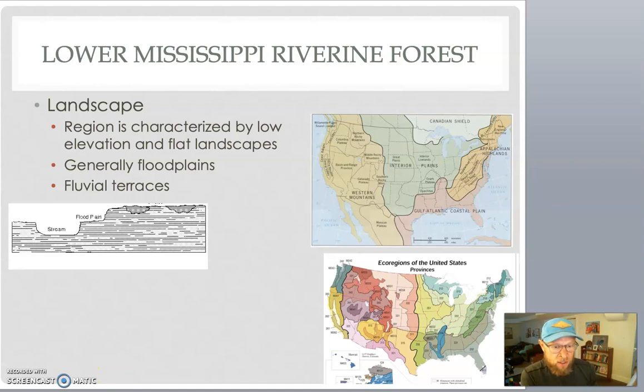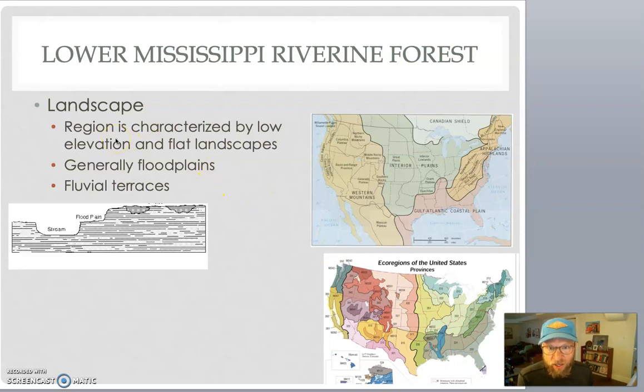On this map in the bottom right corner of the slide, you can see this bluish area here. That's the ecoregion we're talking about. It's really just the drainage of the Mississippi River, capturing so many other tributaries to the Mississippi and then dumping into the Gulf Coast.